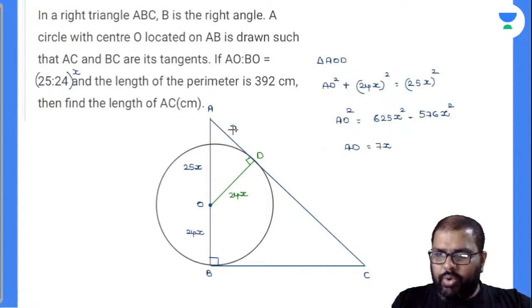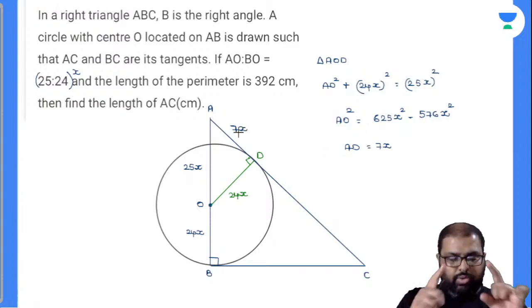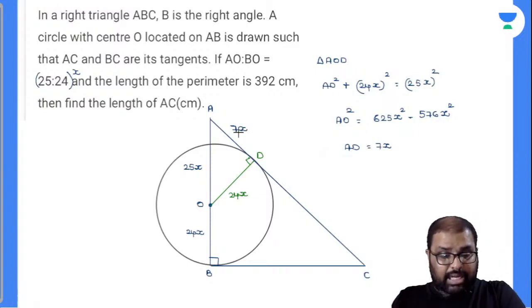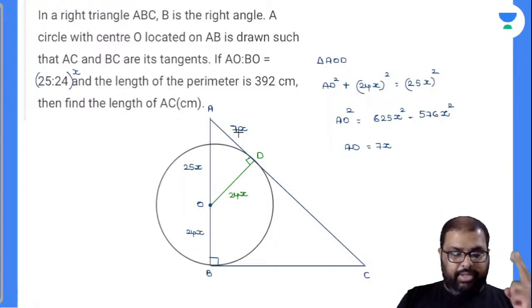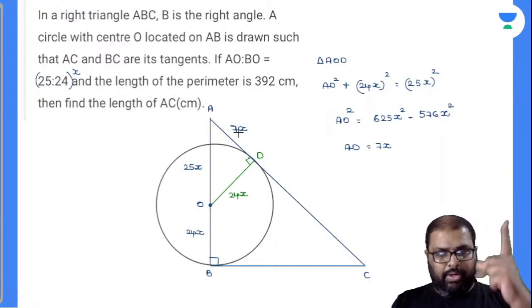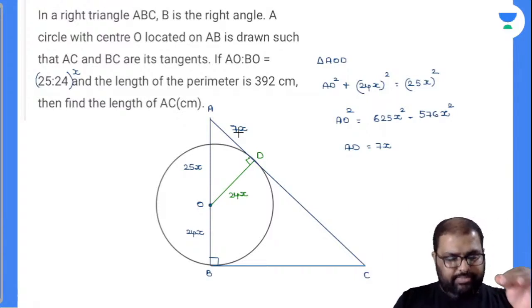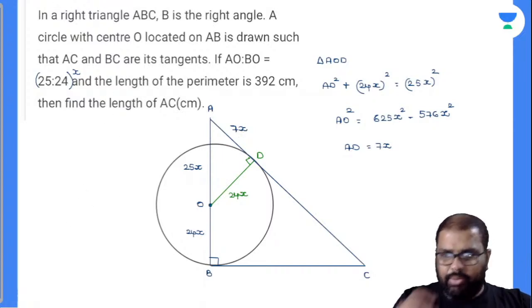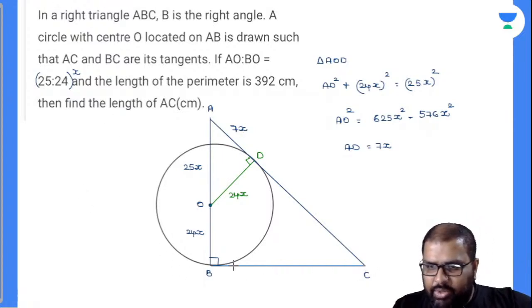Now everybody knows one more point. When you draw two tangents from an external point onto the circle, those two tangents will be of equal length, and everybody knows about this property. Now from C you have drawn up to B.